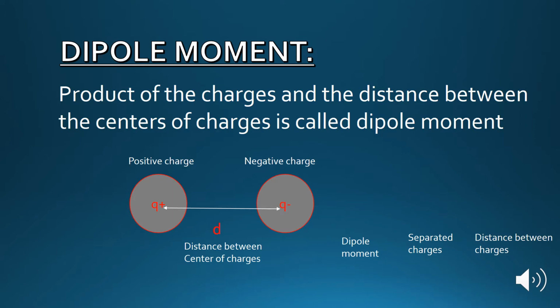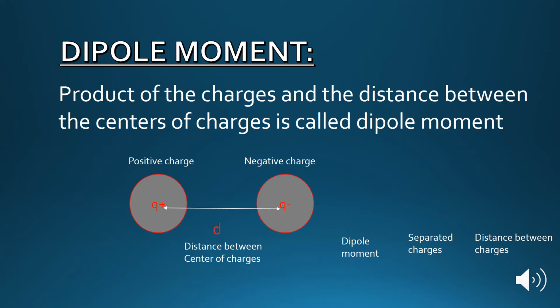So friends, the dipole moment is the product of the charges and the distance between the center of these charges. Or in other words, we can say that the dipole moment is the measure of the polarity of a bond or the polarity of a molecule.